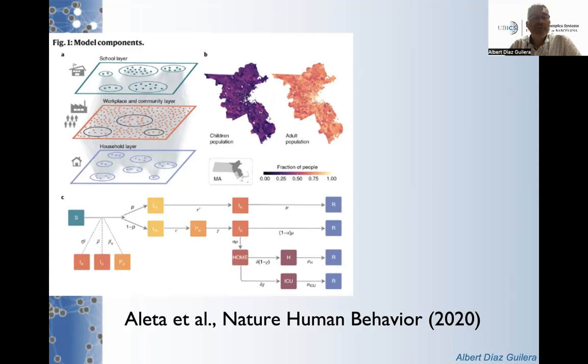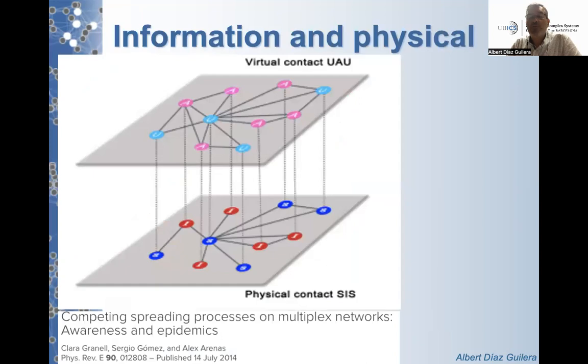And here you see this very similar construction that you have. Basically, you have the different layers. In this case, they were working with real data. You have the school layers, the workplace and community layer, and the household layer. Then you have different constructions, and here again, the nodes are the same users, and then along the day, you are interacting in one way in one layer, in a different way in the other layer. So then you can look at this construction again, and it makes sense, different types of predictions that you can make.